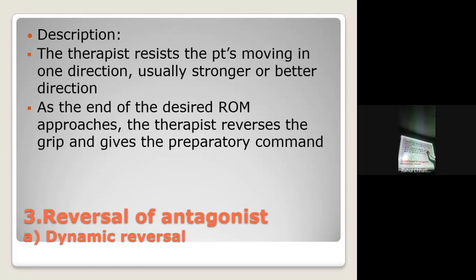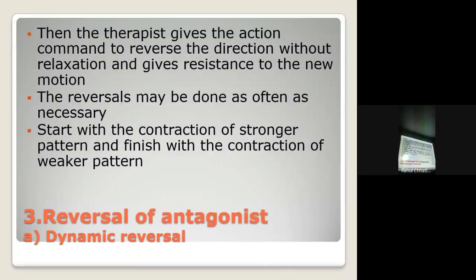the therapist reverses the grip, the therapist's hand grasp changes from the anterior portion to the posterior portion, or we can say volar aspect to dorsal aspect, and gives the preparatory command, directly contract, go for elbow extension. Then the therapist gives the action command to reverse the direction without relaxation. Yes, we do not have to give relaxation in between, and give resistance to the new motion.